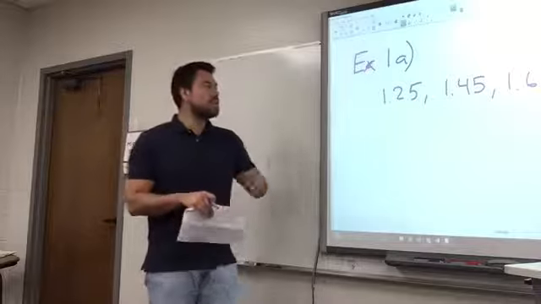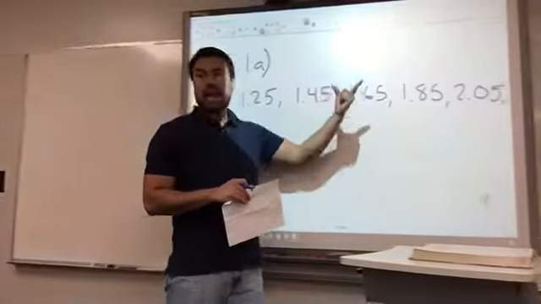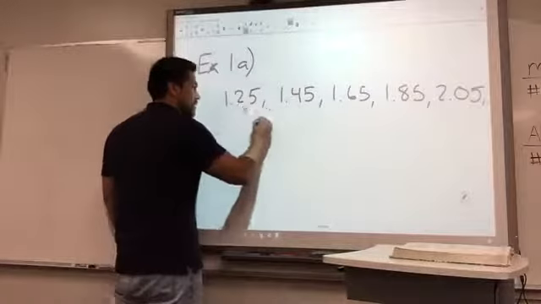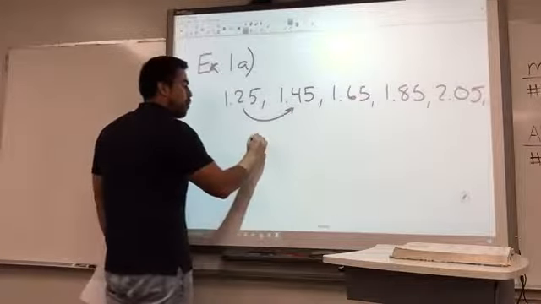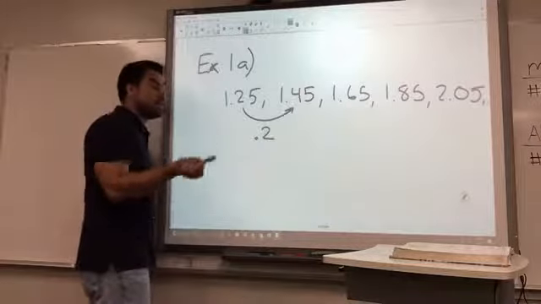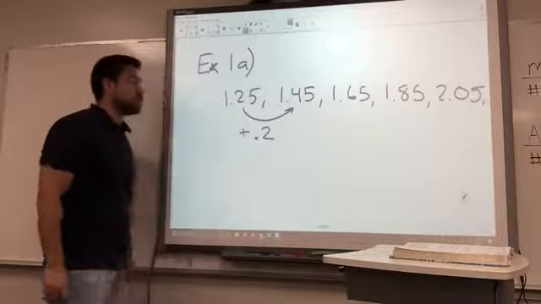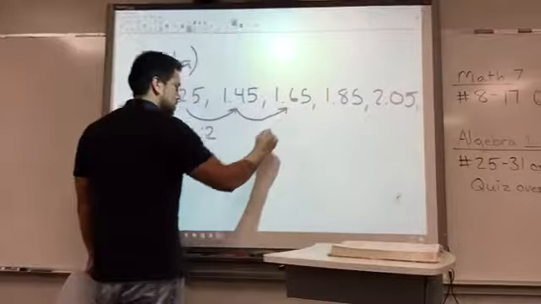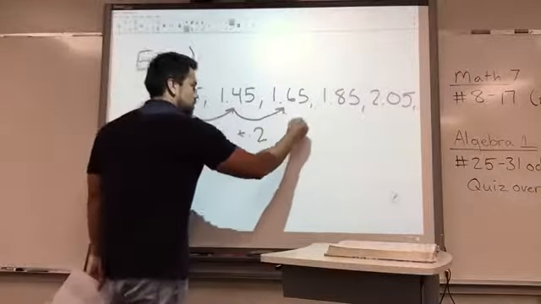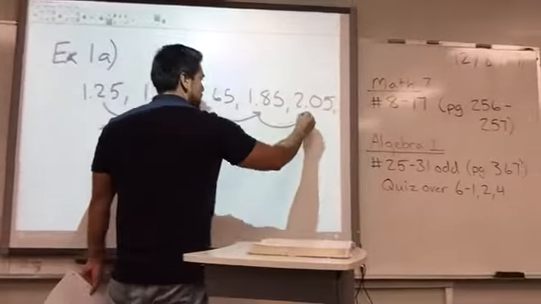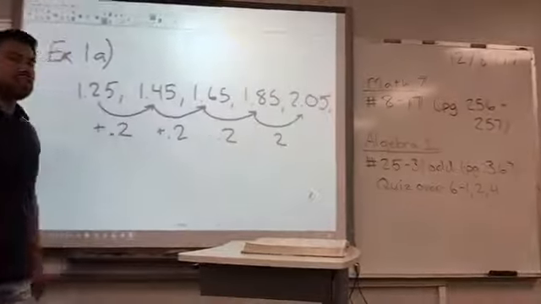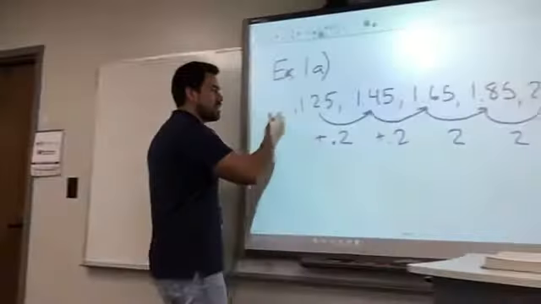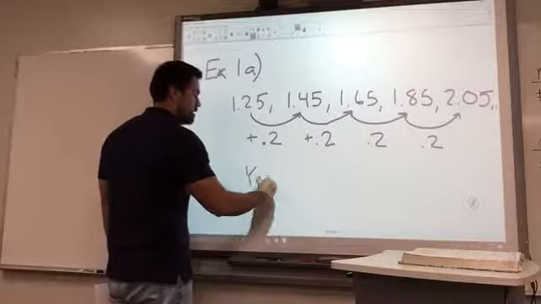So do these consecutive terms have a common difference? What's the difference between these two? 0.2, or yeah, you can say 0.20. Yeah, but 0.2 is still okay. What's the difference between these 2 terms? 0.2. Between these two? These two? Okay, 0.2. Do they have a common difference? Is this an arithmetic sequence? Yes. The answer is yes.